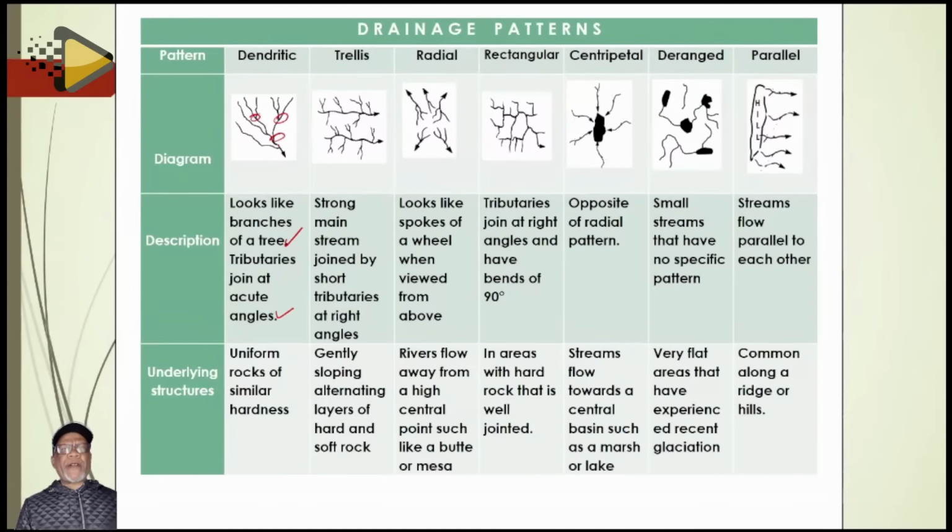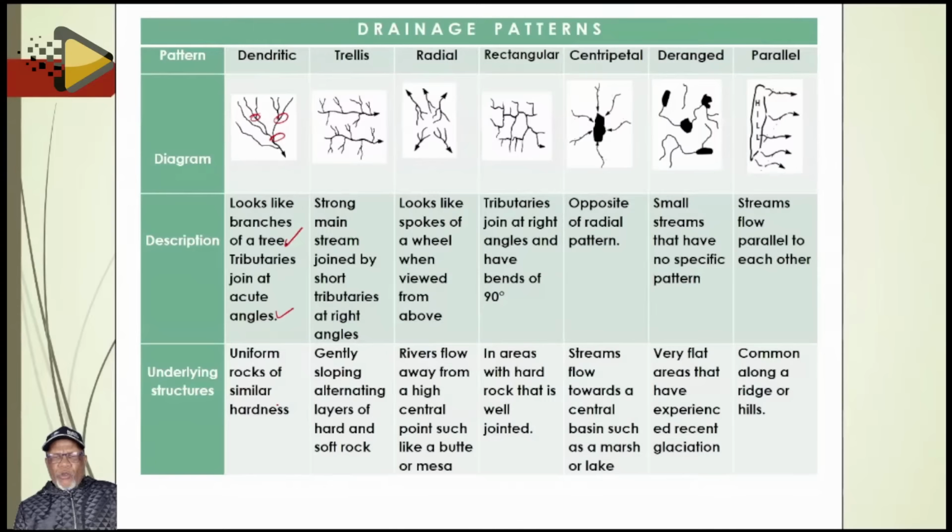And then where do we find dendritic patterns? Where the rocks have uniform resistance to erosion. They have uniform or similar hardness. So that is your dendritic pattern.